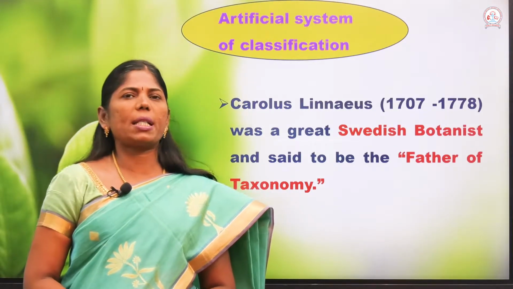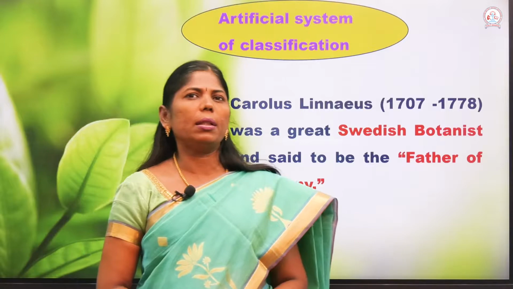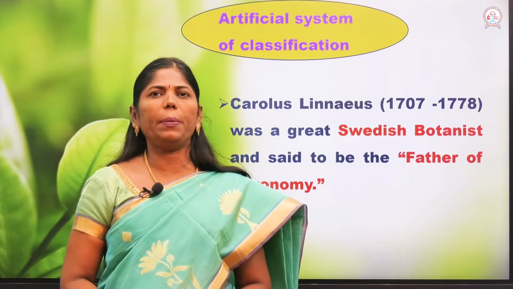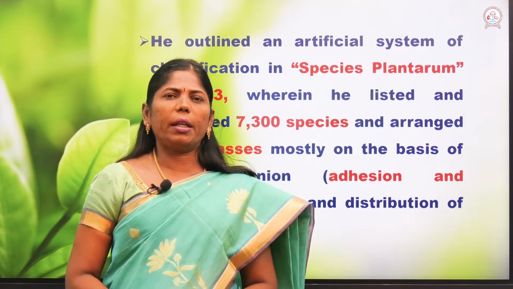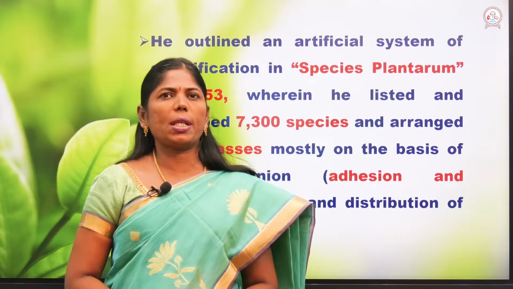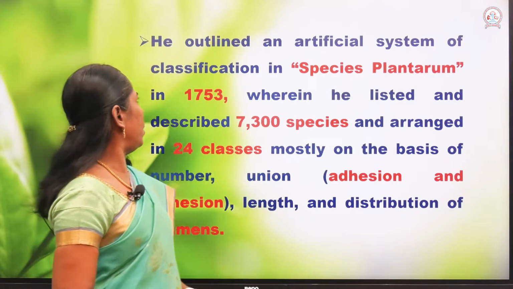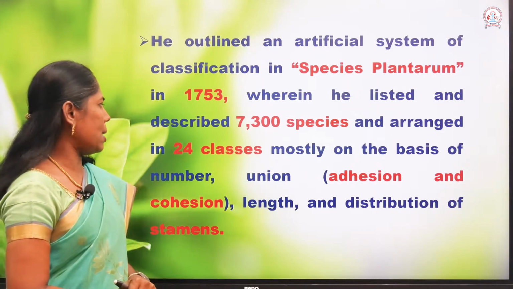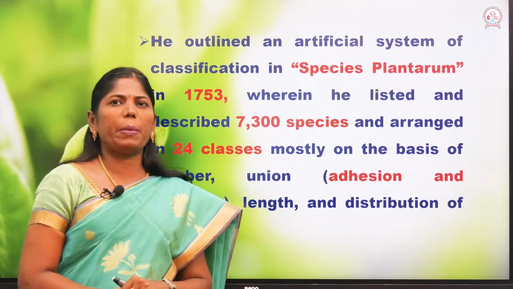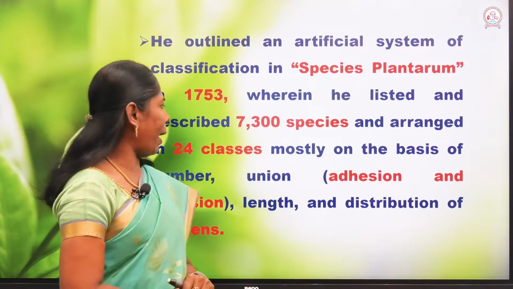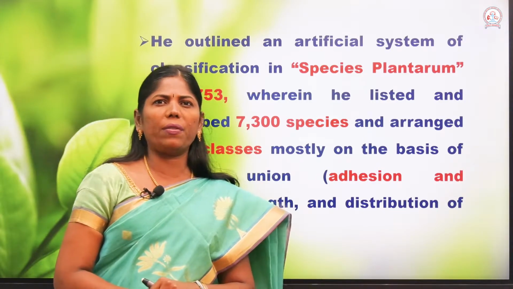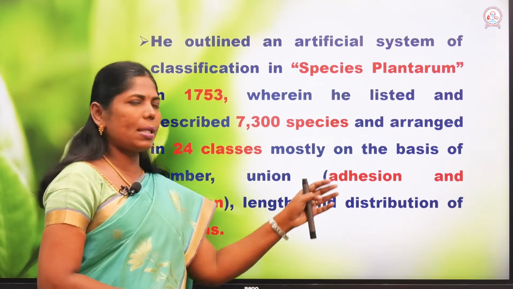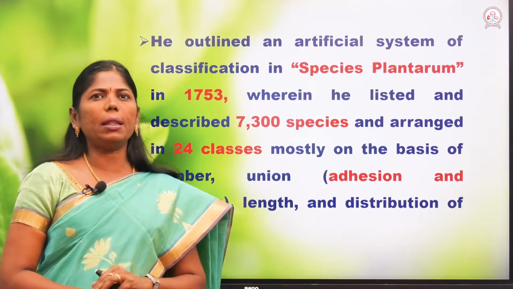The artificial system of classification was proposed by Carolus Linnaeus, a great Swedish botanist. He is called the father of taxonomy. He published the book Species Plantarum. In this book we can see 7,300 species and 24 classes. He classified the plants based on stamen characters, that is the number of stamens, union of stamens, and length and distribution of the stamens, based on adhesion and cohesion.